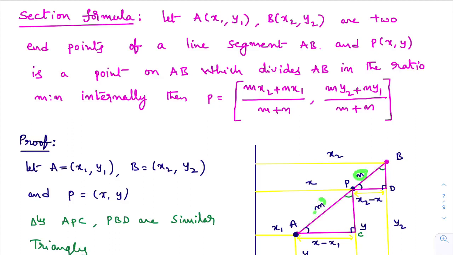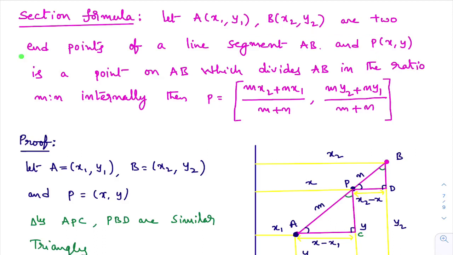Internally means the point P lies in between A and B. If they say it divides externally, then point P lies on AB but outside the line segment AB, not in between A and B. Try to understand.